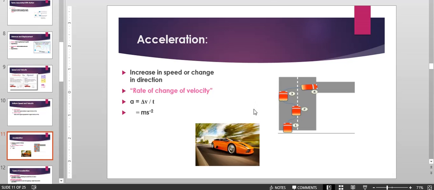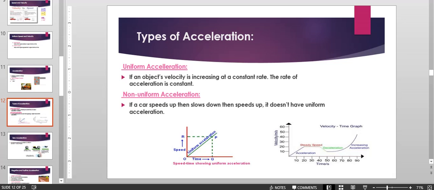As you can see in these two diagrams, in one the car is speeding up, and in the other the car is changing its direction from right, then to left, and then again to right. Now let's talk briefly about the types of acceleration. The first one is uniform acceleration. If an object's velocity is increasing at a constant rate, the rate of acceleration is constant.